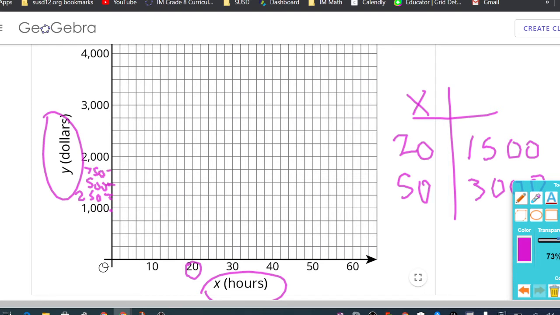So if we need 20 hours of labor, the cost is $1,500. Put a dot right there. And when we need 50 hours of labor, the cost is $3,000. Right there. And draw a line showing this relationship. Okay. Should I draw a line that extends all the way to the axes?